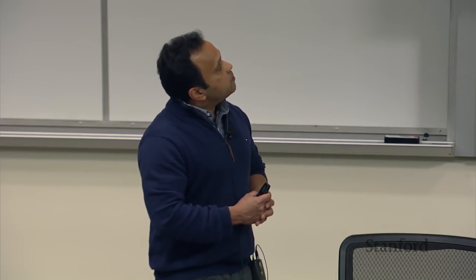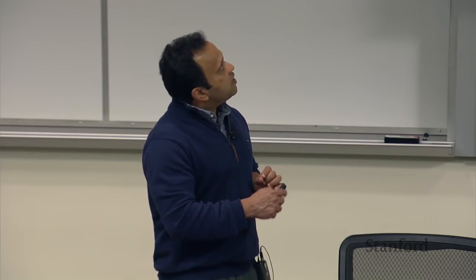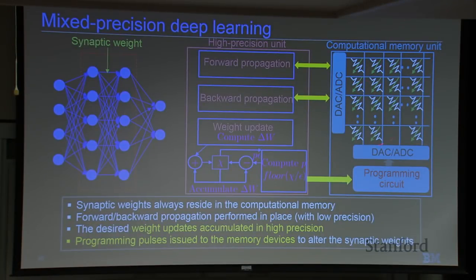So can we do better? This is one idea where we can apply this mixed precision approach to deep learning. Let's say we take a neural network layer and map the synaptic weights into computational memory, as shown here. You perform the forward propagation with order one time complexity using this synaptic layer. You perform backward propagation, which involves a transpose operation, again using the same array. The weight update, however, has to be calculated in high precision, and that you perform in your high precision unit. Anytime your updated weight exceeds some value, you issue programming pulses to the devices in a completely blind manner. You just nudge them forward or backward. And what you see is that this system is able to learn, to train.